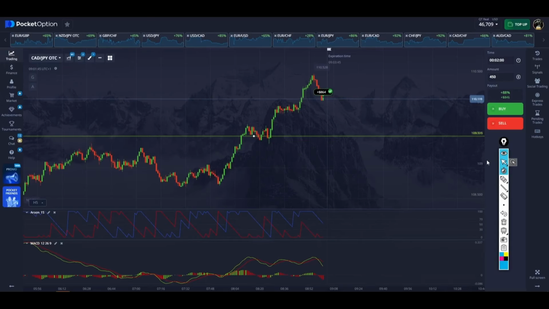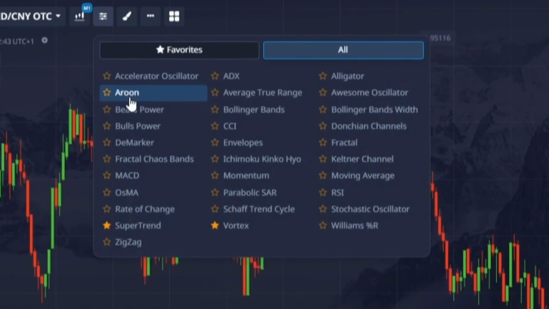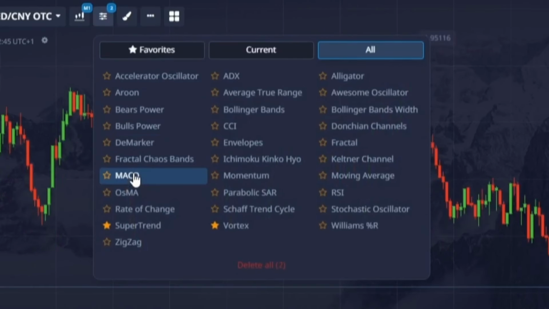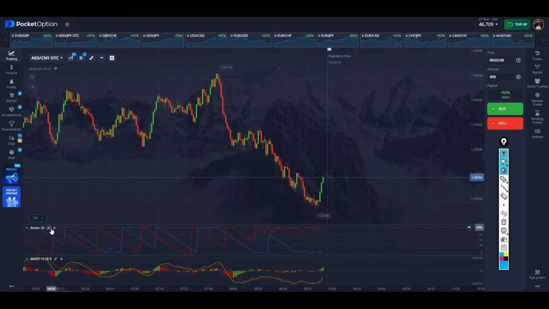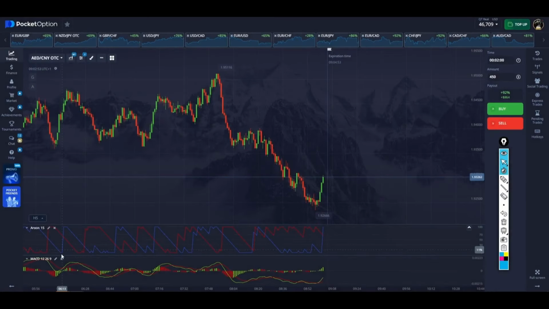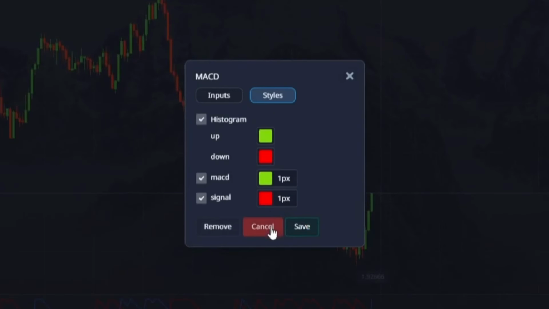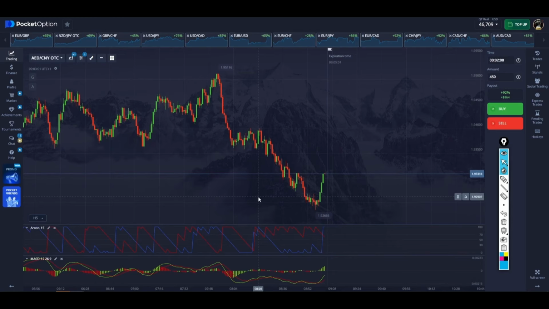Let's start our trading session. All right, guys, let's move on to the indicators. The first one we need is Aroon, and the second is MACD. For the Aroon indicator, set the period to 15 and click Save. For the MACD, keep the default parameters and use the classic style. That's it, our indicators are fully set up.